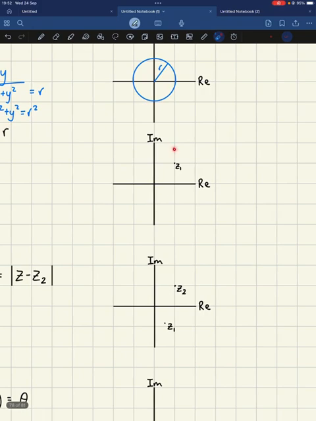So if this distance was r, then z would be over here. If this distance was r, z would be over here. You can see what's happening. We're getting a circle around it. So we're getting another circle with the centre z1 and radius r.